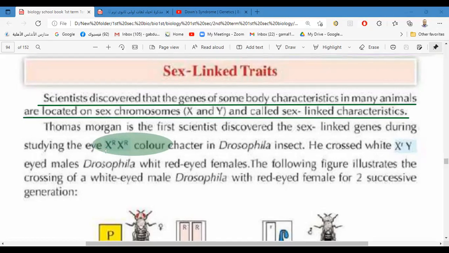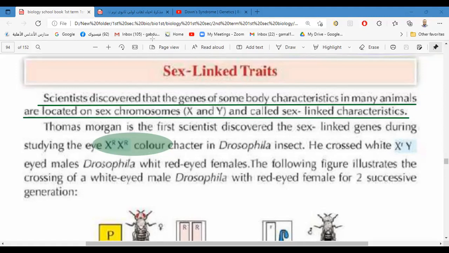Like here we have, for example, the eye color of the Drosophila insect. And they discovered that the eye color of this insect is not inherited by Mendelian inheritance. It has some differences from Mendelian inheritance. Why? They call this case an X-linked trait. We'll see now.